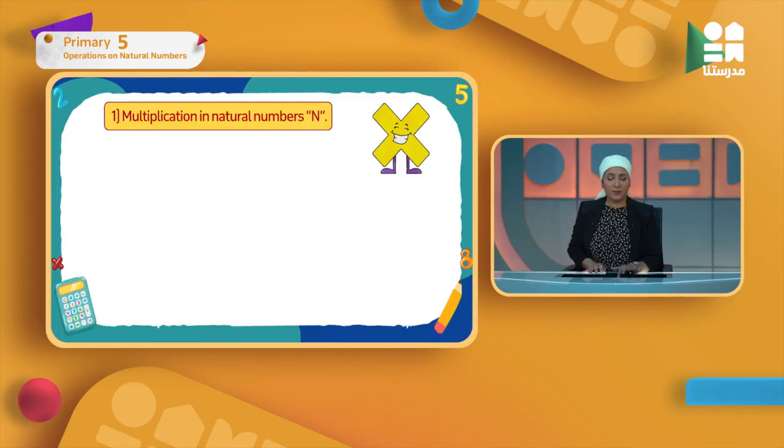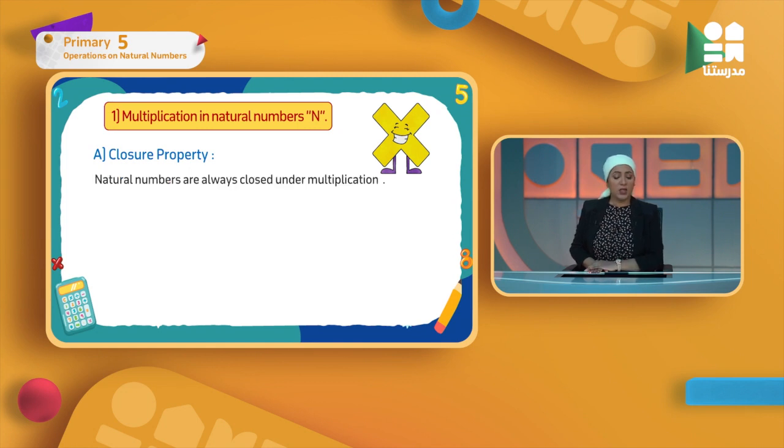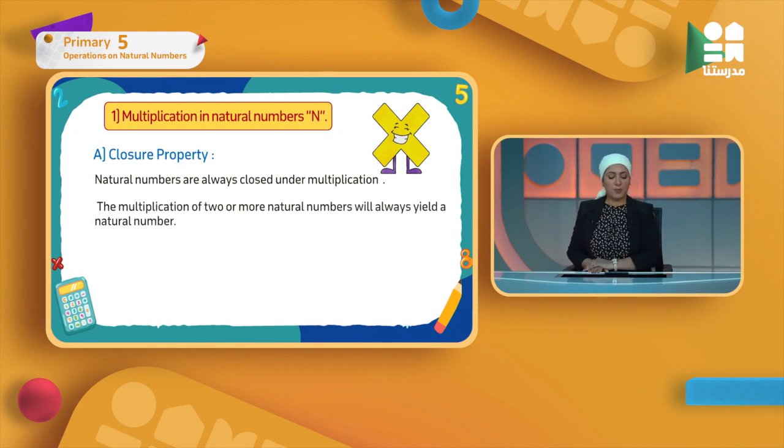The multiplication goes to a great deal like the addition in natural numbers. Okay, so let's see if we can apply the same properties or not. Multiplication in natural numbers, the first property is closure property. Here, natural numbers are always closed under multiplication.